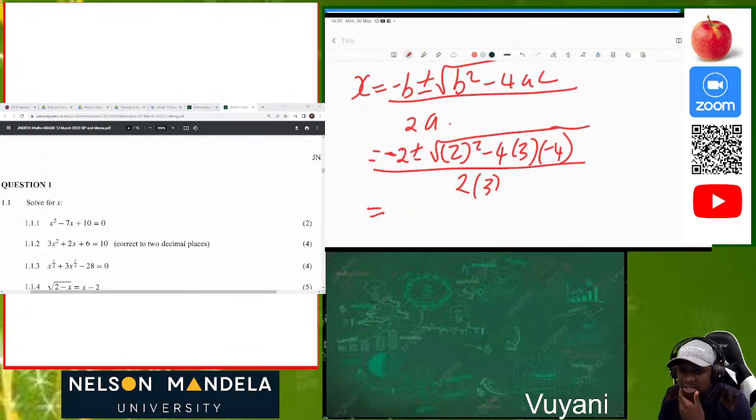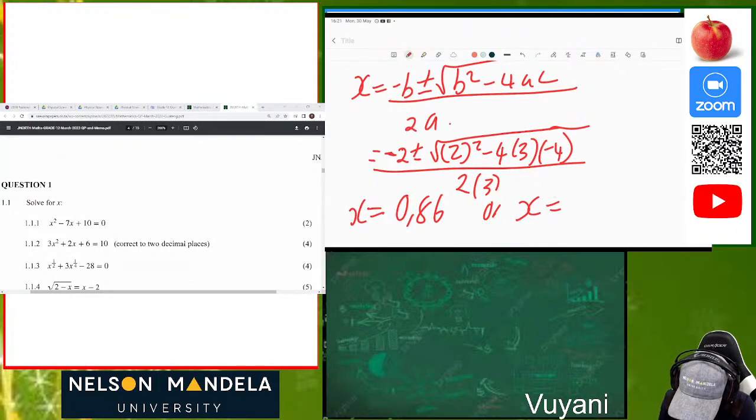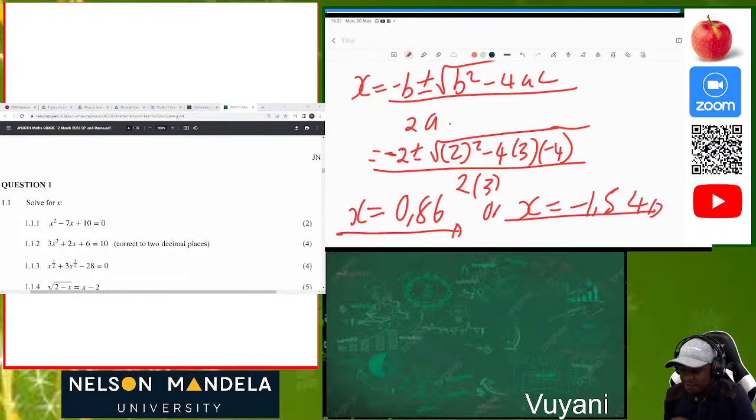Now what's the answer? Can someone type the answer in the comment section so that we see that we are together? Square root of 2 squared minus 4ac over 2a. Great. So it's 0.86, or x is equal to negative 1.535. Okay, so to the nearest 2 decimal places, it will be negative 1.54. So these are our 2 answers. Okay, and after that, we get our 4 marks.